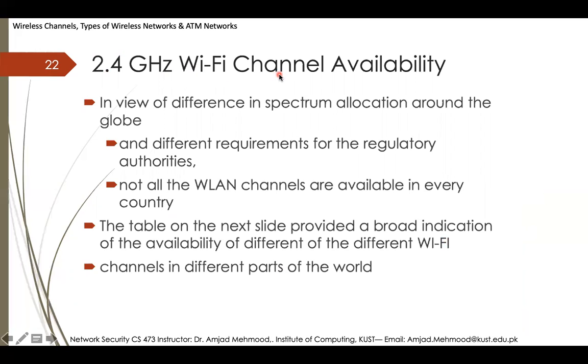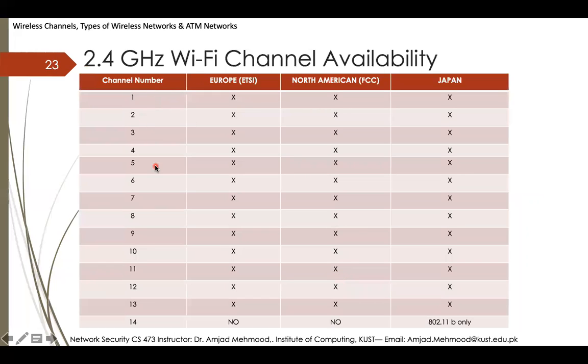2.4 gigahertz Wi-Fi channel availability. In view of difference in spectrum allocation around the globe and the different requirements of the regulatory authorities, not all the WLAN channels are available in every country. The table on the next slide provides a broad indication of the availability of different Wi-Fi channels in different parts of the world. So you can see here that these are the different channels available in 2.4 gigahertz frequency.